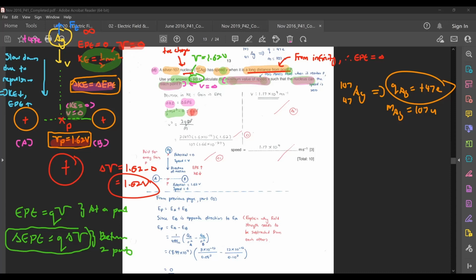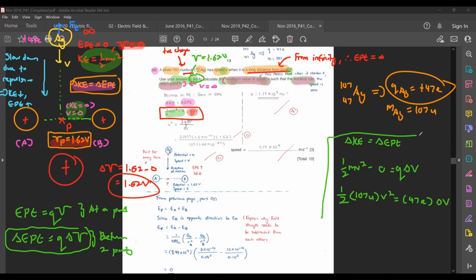Then if you have that, you can now sub it inside this equation and solve to find your answer. Let me just rewrite it here on the left hand side, because the one that I just wrote is, I think, a bit messy, not consistent with what I'm saying. This is half mv squared minus 0 is Q delta V. This one will just be half 107u V squared equals 47e times delta V. If you want to, you can probably start with this now.